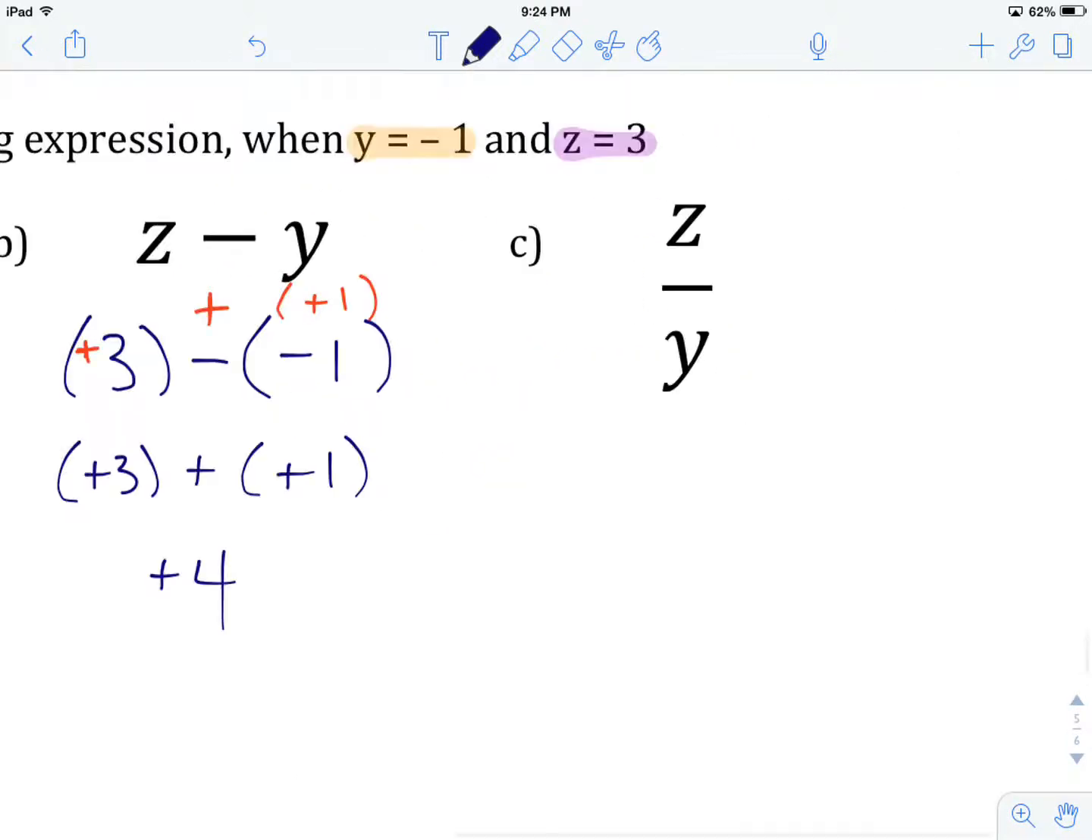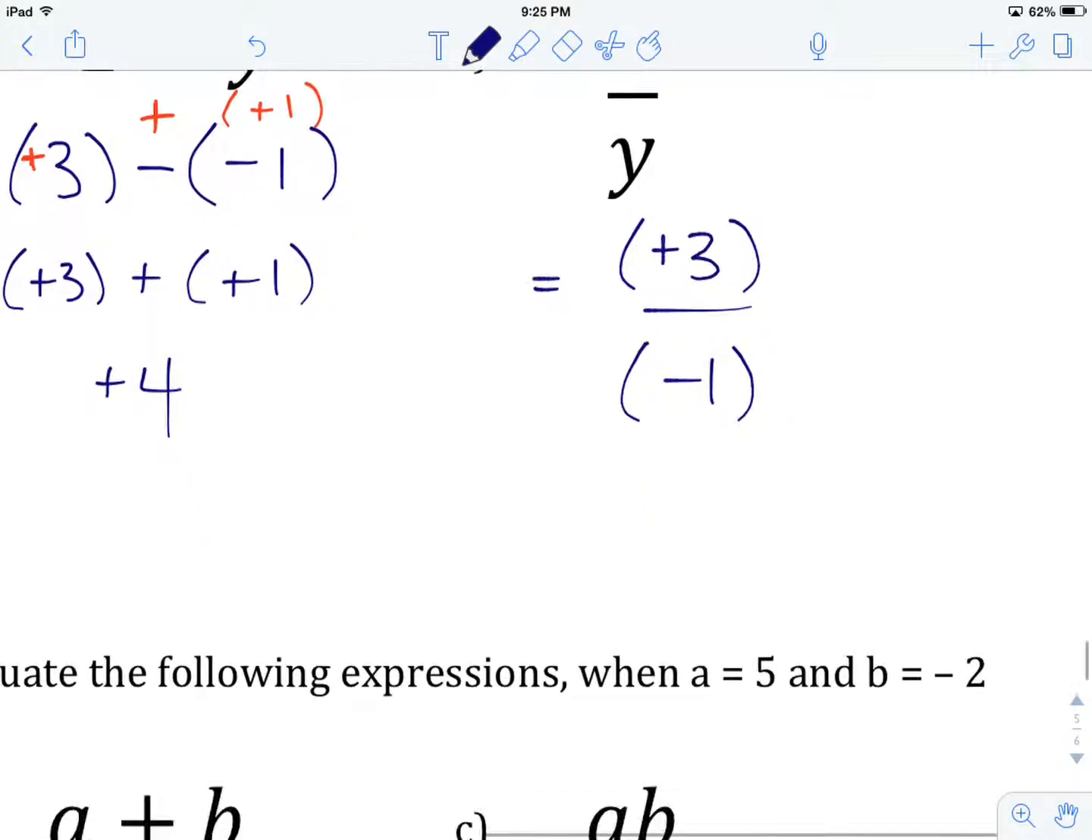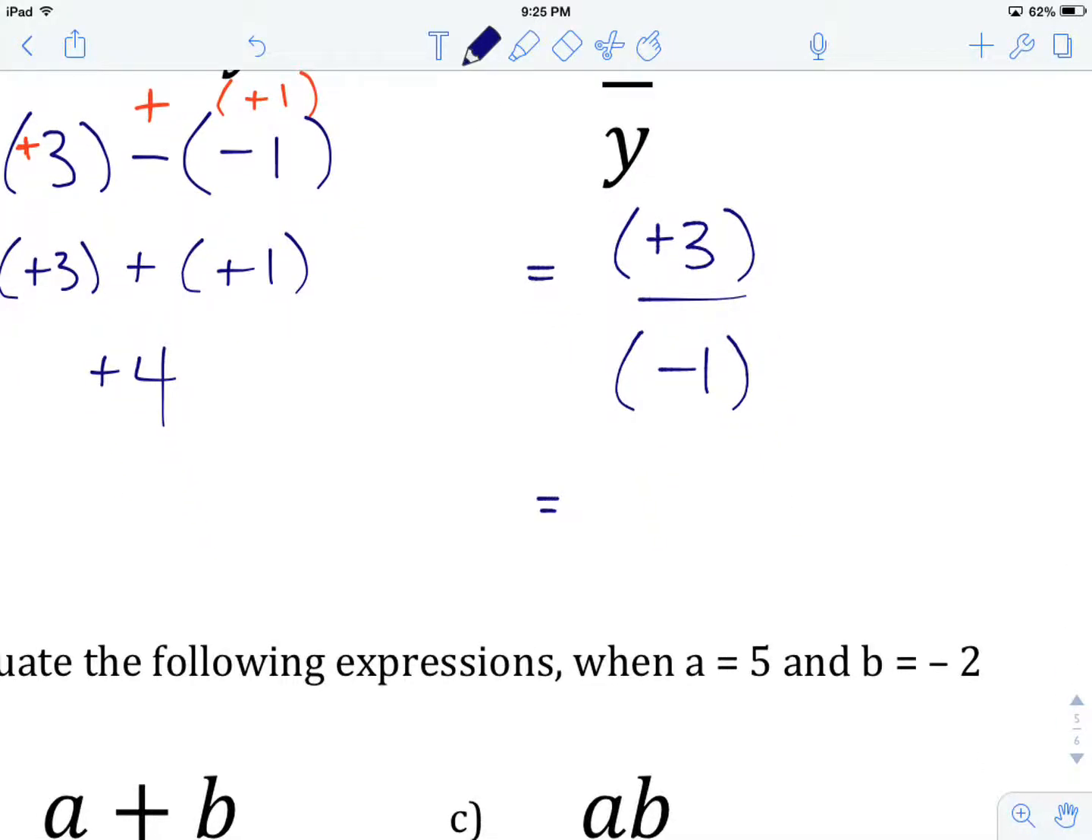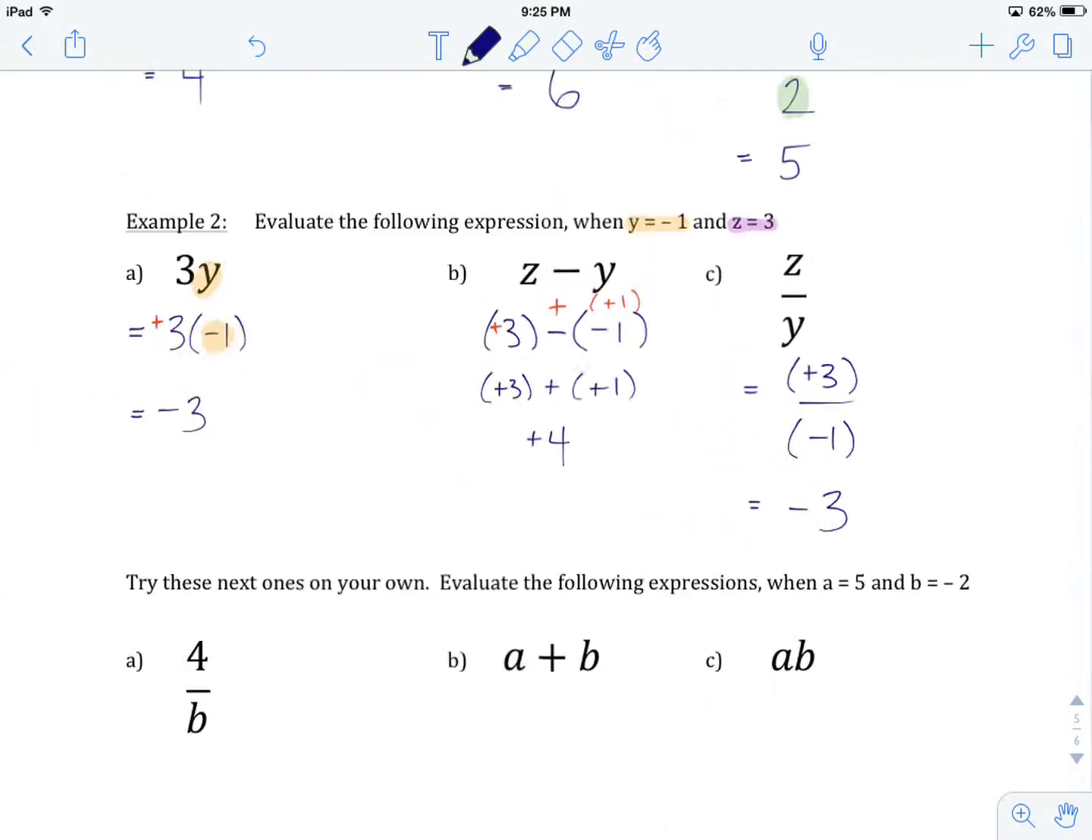Let's have a look at the last example. We have z over y, so we are going to write that as, and I'll just take the opportunity here to write this as a +3, just to help it. And there's my y, which is going to be -1. So this calls back to the unit that we did on integers. A positive integer divided by a negative integer gives us a negative quotient. And 3 divided by 1 will give me 3. So there is our answer for z divided by y in this question.